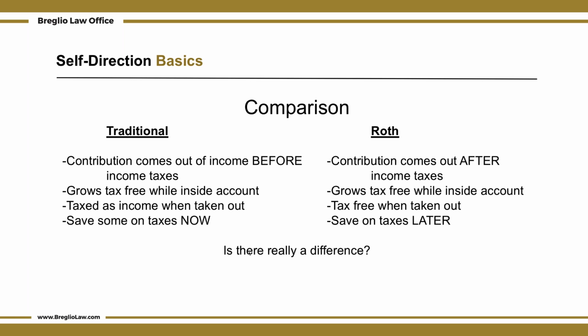But when you take money out of a traditional account in retirement, when you're 65, 67, whatever, and you're starting to take that money out, at that point it's taxed as income. So in a traditional account, you save taxes now, but you pay taxes later. In a Roth account, it's the exact opposite. The contribution comes out after your taxable income during the current year. So you pay taxes on that money, then you put it into the Roth account, and you let it grow. And then when you're 65, 67, you take money out of the Roth account, it's tax-free.